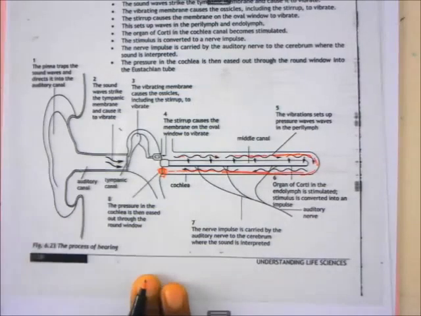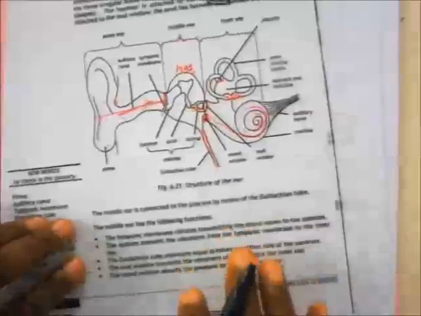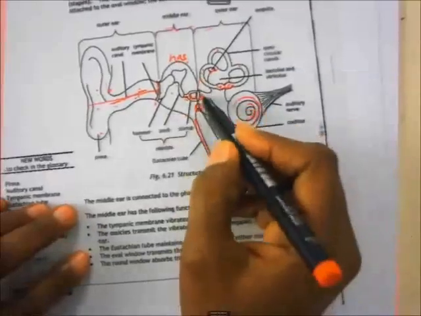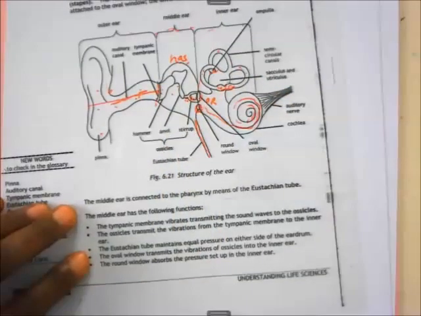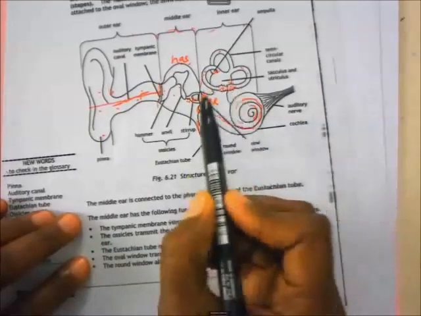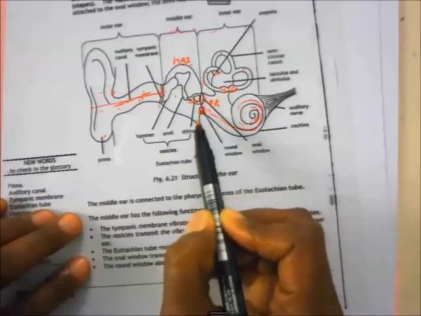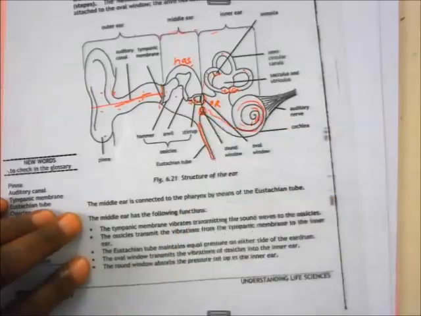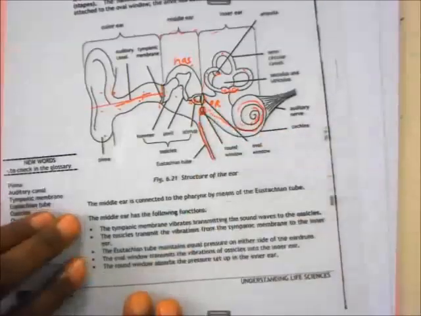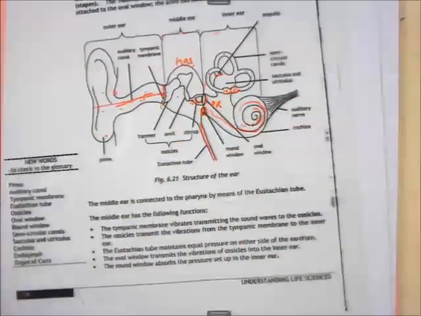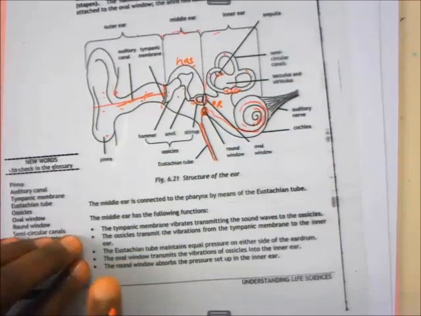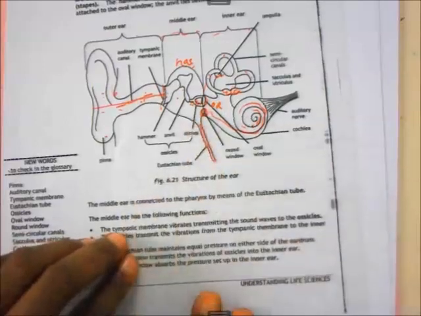So now the easiest way again in which you can remember the two openings, the oval window and the round window, is to use O. We know very well that O comes before what? Before R. So O for oval window, R for what? For round window. So if you can just remember that, you won't confuse the oval window and the round window.